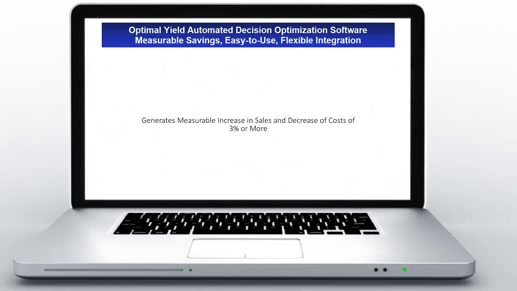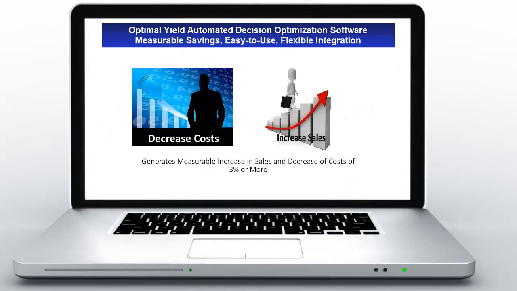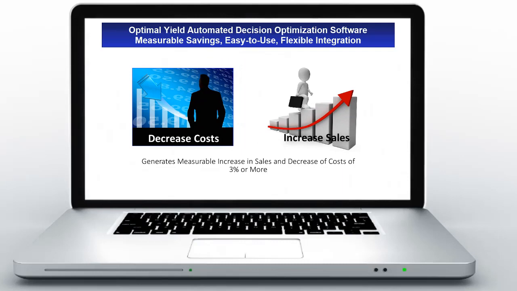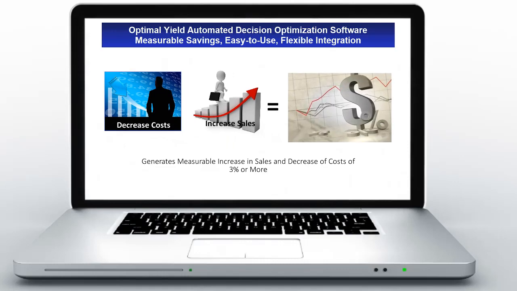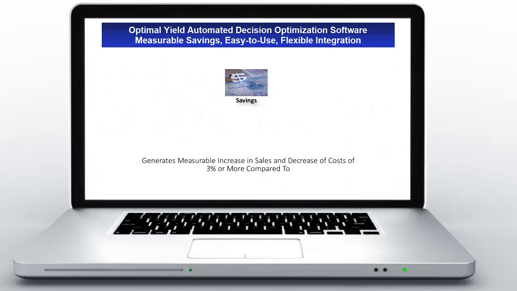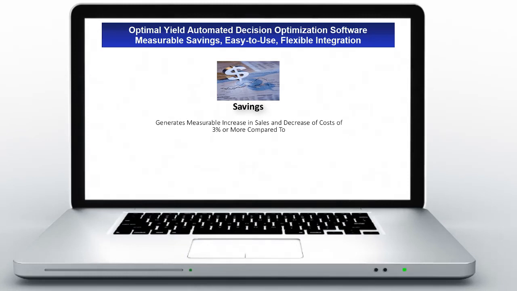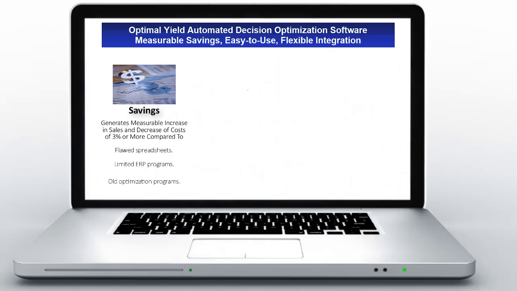With Optimal Yield, you can simultaneously reduce costs and increase yields by optimally solving, in a single model, the integrated sales, procurement, and production problem for maximum profit. The combined increased sales realization and savings typically results in profit improvement of 3% or more of the value optimized compared to flawed spreadsheets, limited enterprise resource planning (ERP) programs, and antiquated optimization programs. In short, Optimal Yield considers every scenario provided and solves for maximum profit.